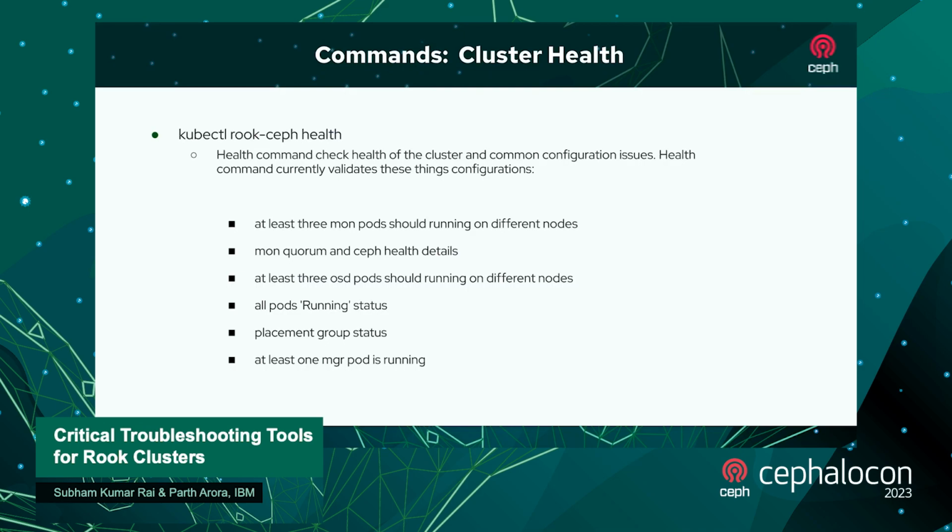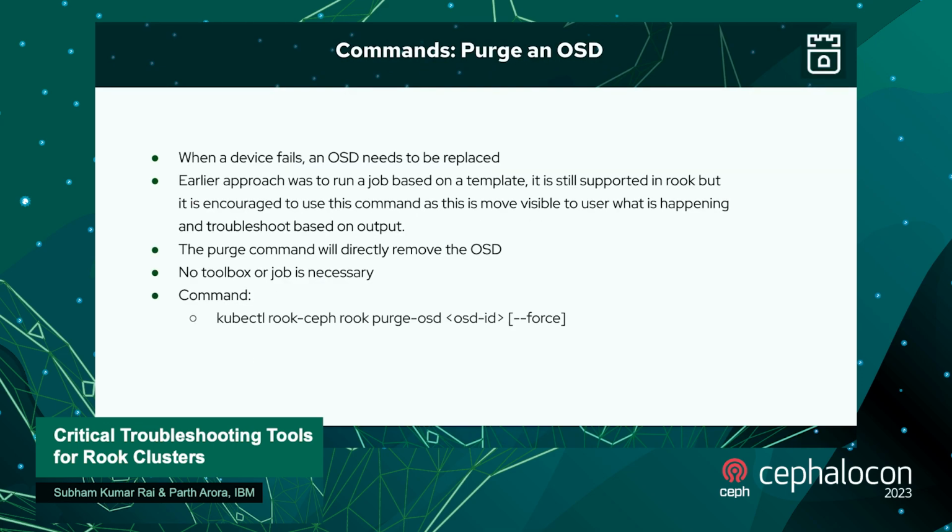It will check that you have at least 3 mon pods running on 3 different nodes, and you have a mon quorum and Ceph status healthy, and then at least 3 OSD pods should be running on 3 different nodes, and all the pods are running, and the PG state, placement group state, and at least one manager should be running. We plan to add more commands as we get input, like what other things you want to know about whether your cluster is healthy or not. We'd be happy to add that.